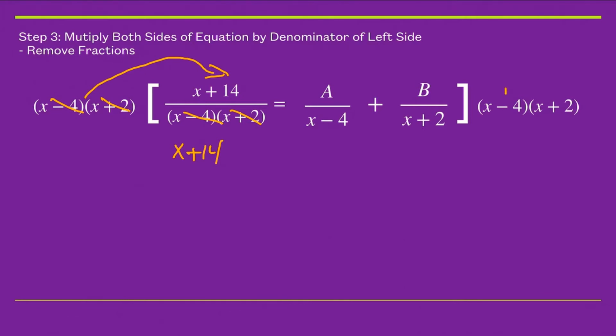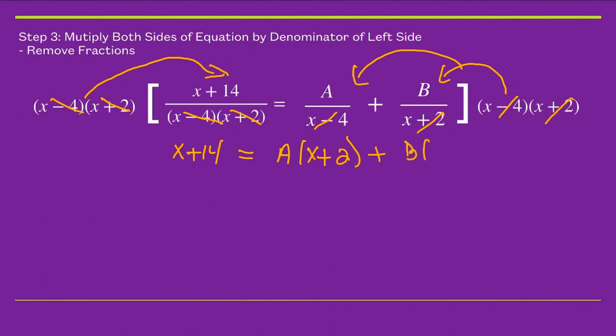And when I do it to this side, we're going to have to multiply it to this side. So the x minus 4s will cancel. I'm just going to write this out. We're going to wind up having A times x plus 2. And I'm going to have my plus sign. When I multiply this times the other fraction, the x plus 2s are going to cancel out, and we're going to wind up having B times x minus 4. I'll write that out: B times x minus 4. Just to clean that up a little bit, this is exactly what I have here, just in a little cleaner form. So we have x plus 14 equals A times x plus 2 plus B times x minus 4.